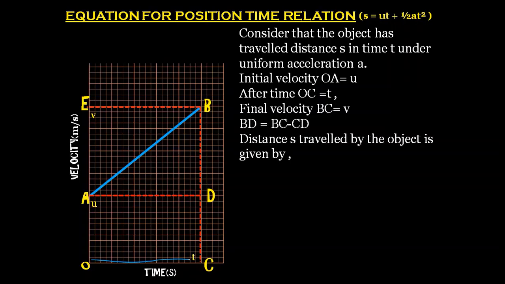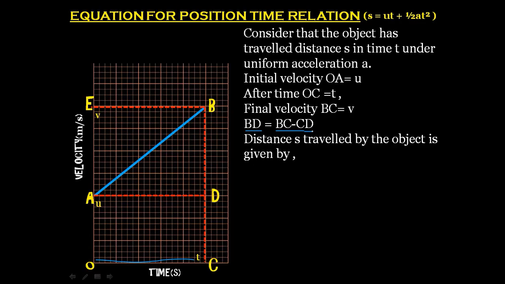Also BD is equal to BC minus CD. How is it derived? What is BD? This is the change in the velocity. Now distance can be calculated by the area under the graph AB.